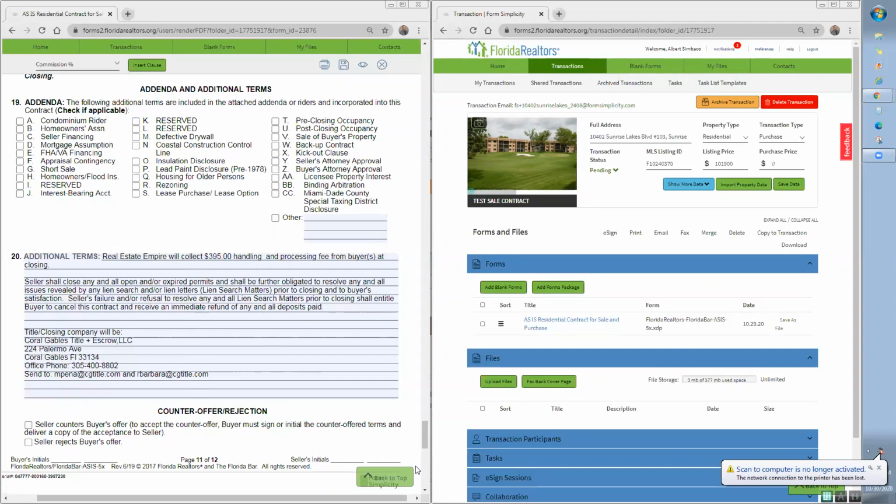This class, contract day two, has to do with the addendums that go together with the offer for the sale that you're sending. Now, from yesterday's class, in the as-is residential contract, you'll notice that number 19 has a bunch of addenda and additional terms. These addendums are based on the type of sale that you're doing. So there's obviously different types of sales.